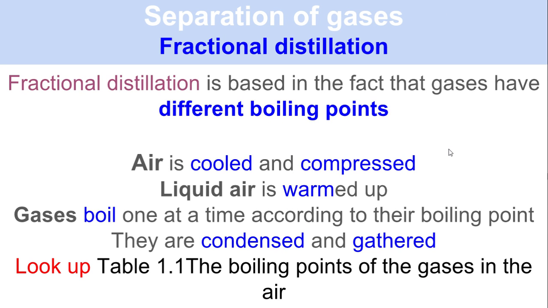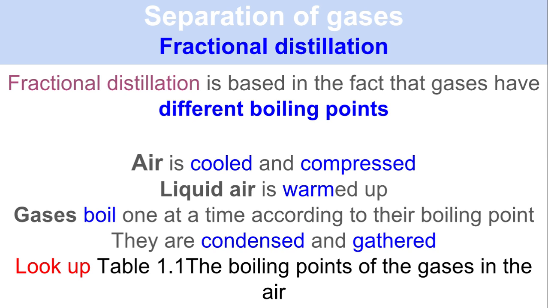So, all these gases are mixed in the air, and to use them, we have to separate them. And chemistry provides us with a method of separation. The method of separation we use is fractional distillation. This is based on the fact that gases have different boiling points, and it goes through some steps.